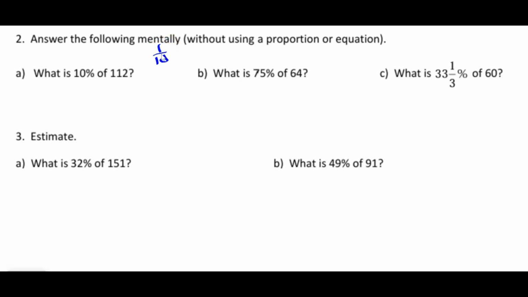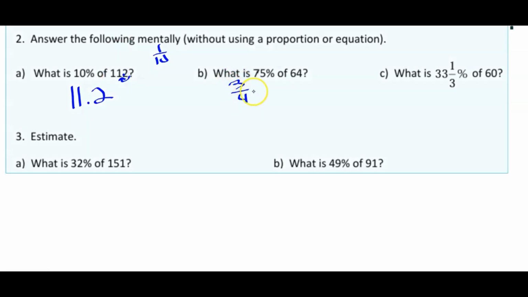So long story short, we're basically going to just be moving the decimal 1 place to the left. So this 112, move over 1 place, and the answer we get is 11.2. Question letter B. What is 75% of 64? So what we can do is mentally think to yourself, 75% represents 3/4, and that's of 64.